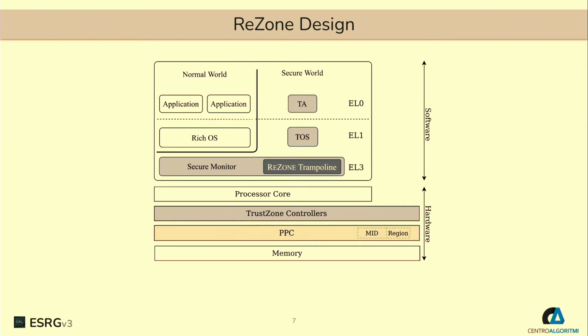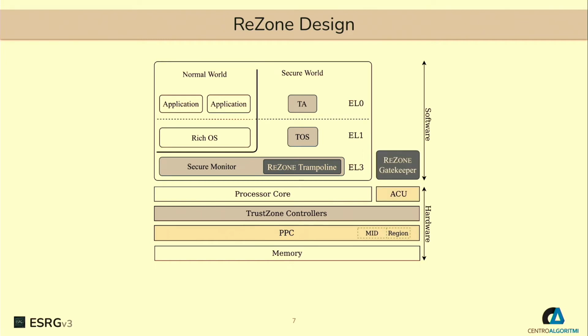The second piece is what we call a PPC, a platform partition controller. The PPC is typically used to perform access control of system resources to other bus masters, which can include the GPU, for example. And in our case, we leverage the fact that the PPC stands between the processor core and the memory, allowing us to enforce our access control policies.